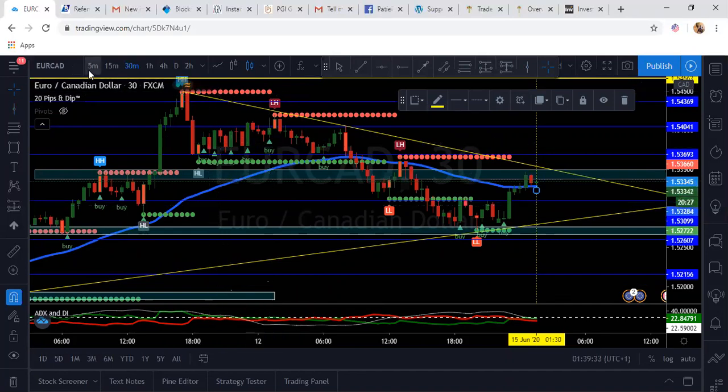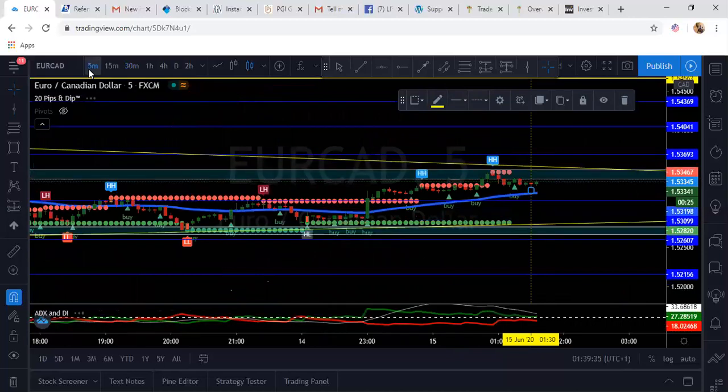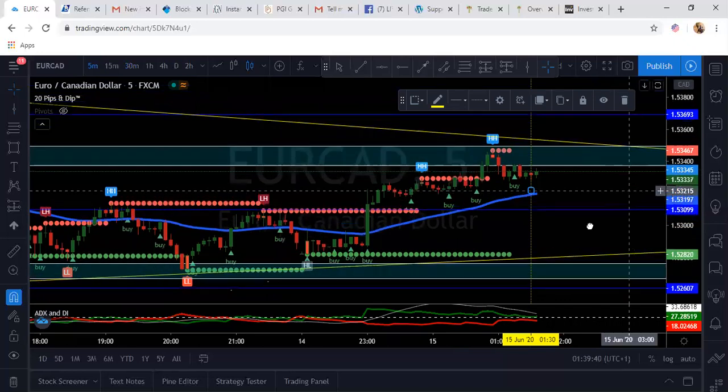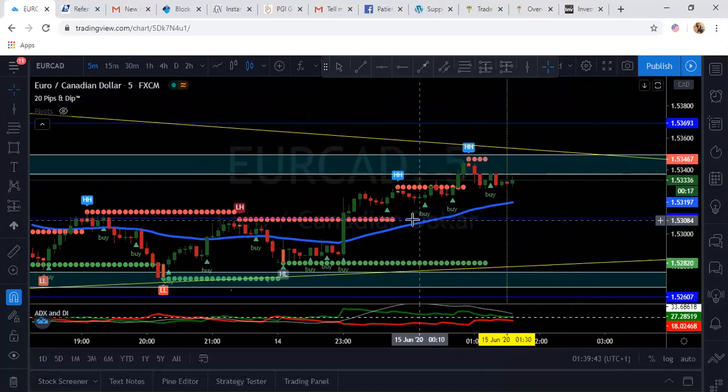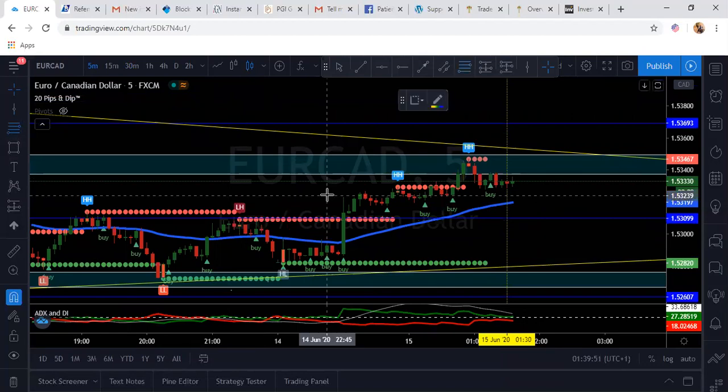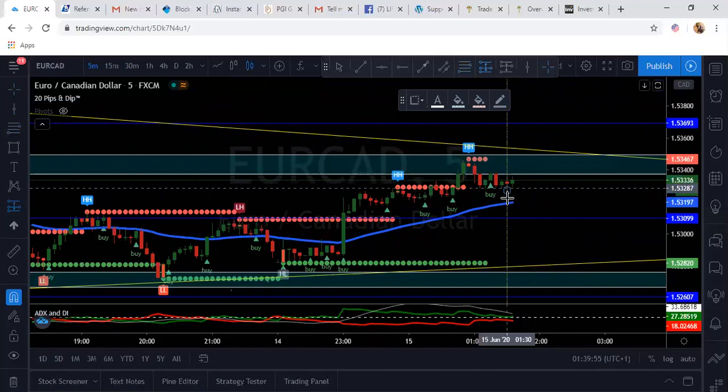Then I drop to my 5 minutes. I take most of my entries on the 5-minute time frame because I always capitalize on my 20 pips most times on the 5-minute time frame. So once I see that on the 5-minute time frame we're actually in an uptrending market, what I do is I take my long. I take my long.